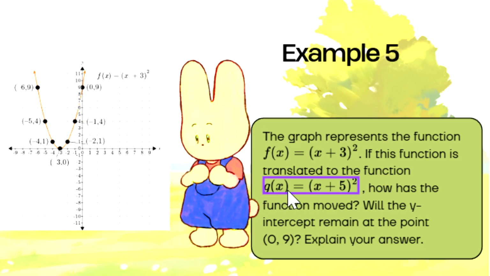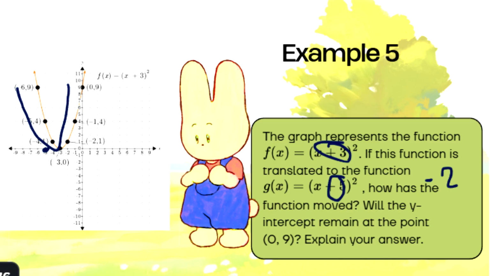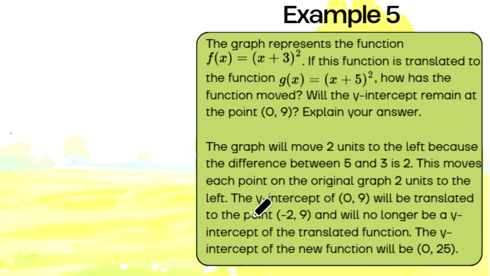So how has the function moved? Well, we can tell right here because it went from plus 3 to plus 5. The change was 2, but it's opposite, so it's minus 2. So it started here, and it's going to come over here, and its x-intercept now is at negative 5. And it's still going to have the same shape and everything. So it wants to know, will the y-intercept remain at the point (0, 9)? Well, obviously not, because it moved over. It doesn't get to just suddenly become super fat so that it can reach (0, 9). That doesn't work.